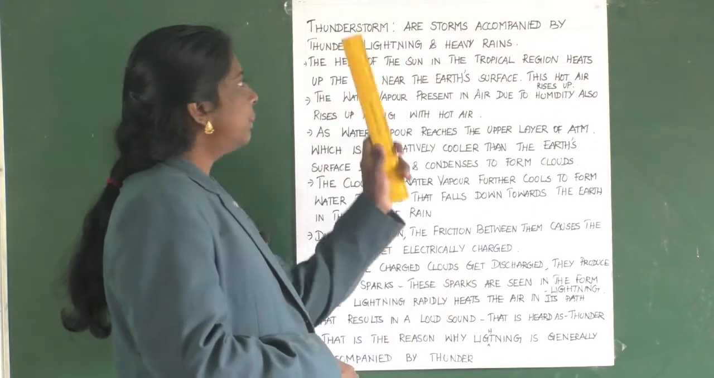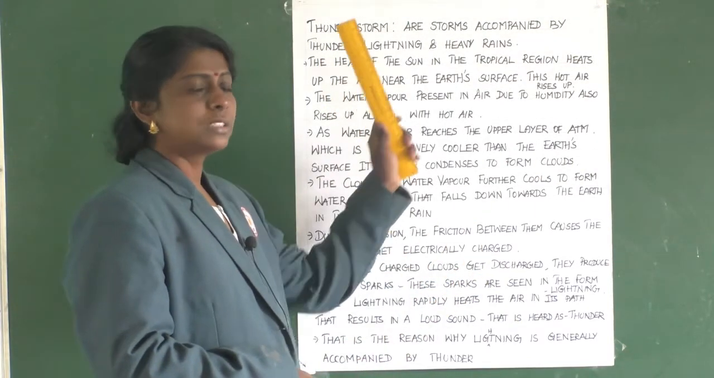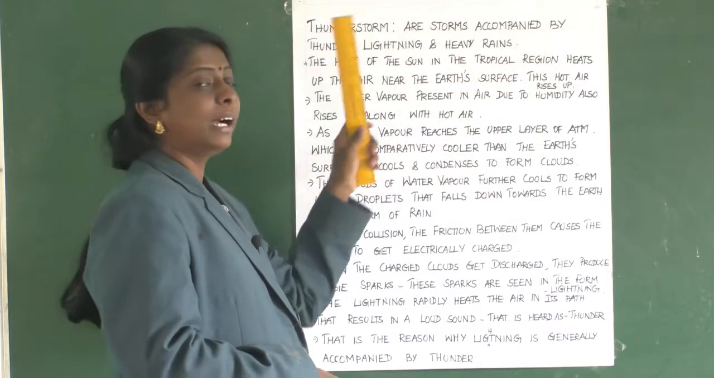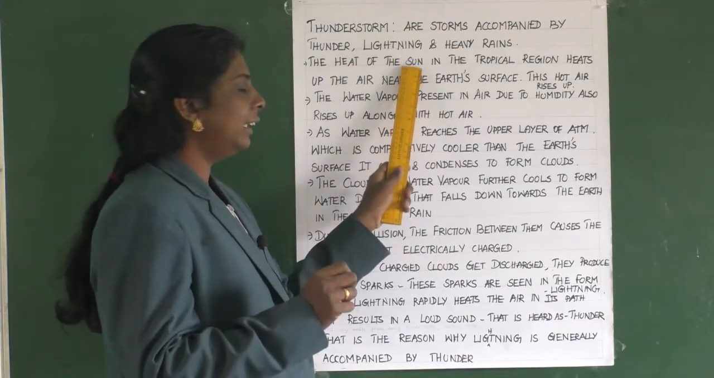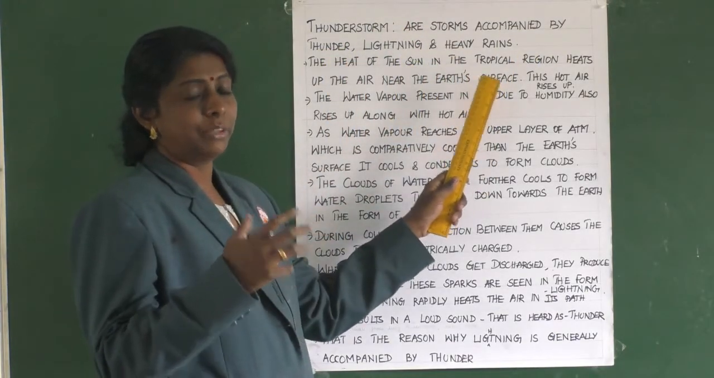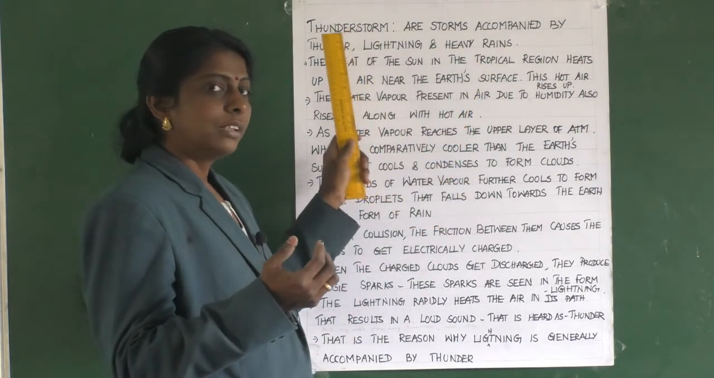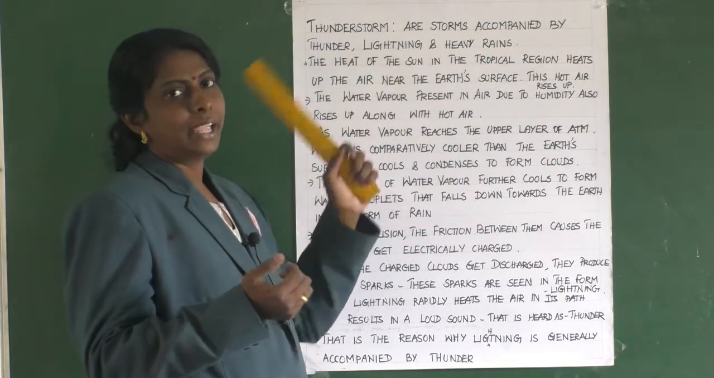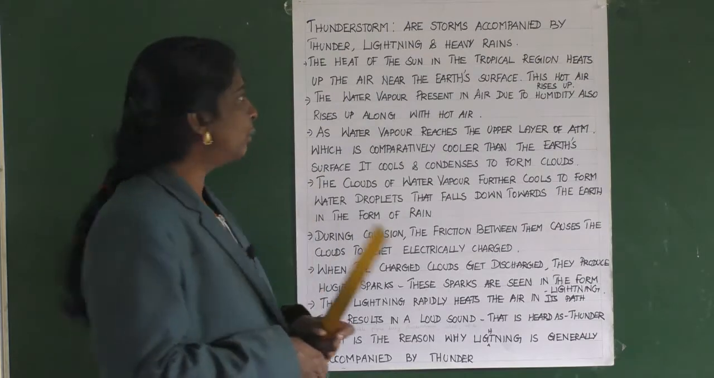Okay. So, what do you mean by thunderstorm? Thunderstorms are storms accompanied by thunder, lightning and heavy rains. When will you get this? Thunder, lightning and heavy rains. So, let us learn about that.